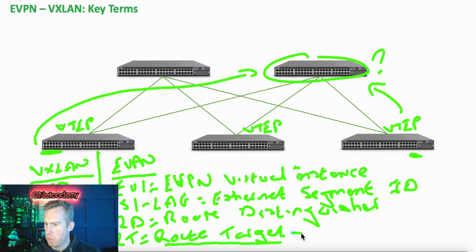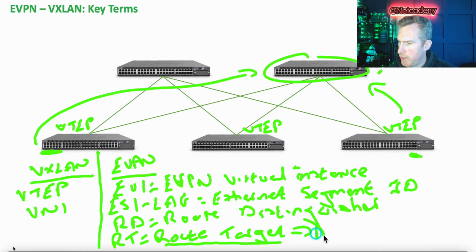So the route target will look something like this. You'd have the autonomous system number, and then you'd have some kind of arbitrary number, whatever it may be, 500 associated to the VLAN, or maybe something that's specific to that network.